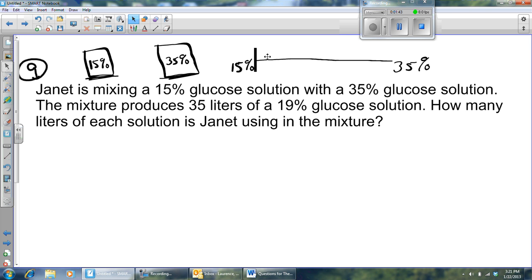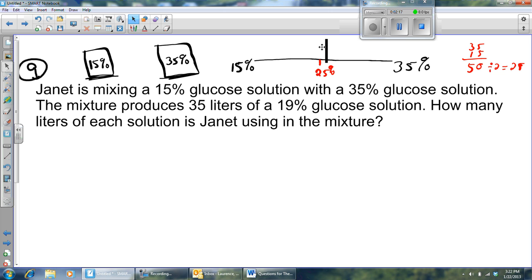I start at 15%. As I pour some from the 35% solution, I have to move further and further. If I use exactly equal amounts, I'll be exactly in the middle. By the way, what number is in the middle of 35 and 15? Well, 35 plus 15 is 50, and 50 divided by 2 is 25. So smack in the middle must be 25%. So if I use an equal amount of both, I'll be smack in the middle. My new mixture will be 25%.